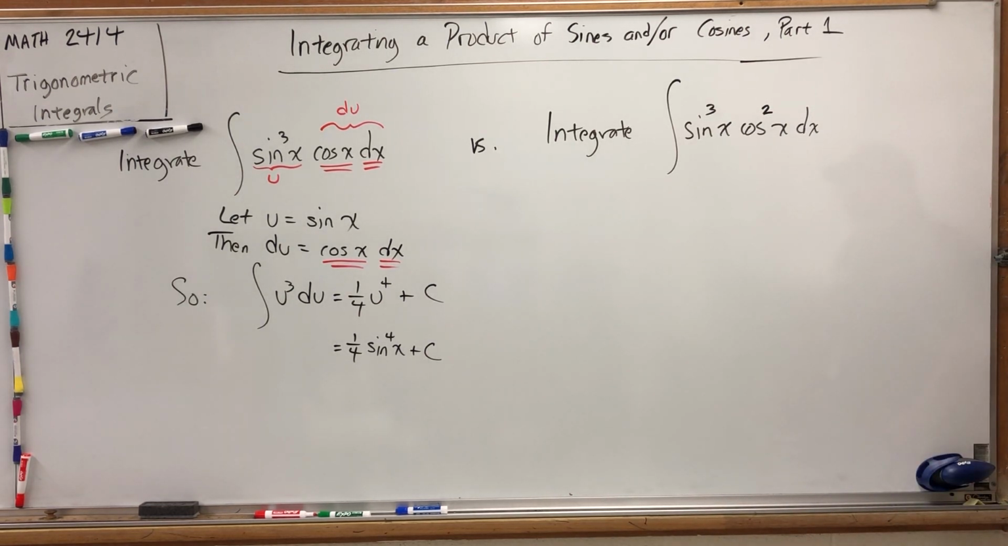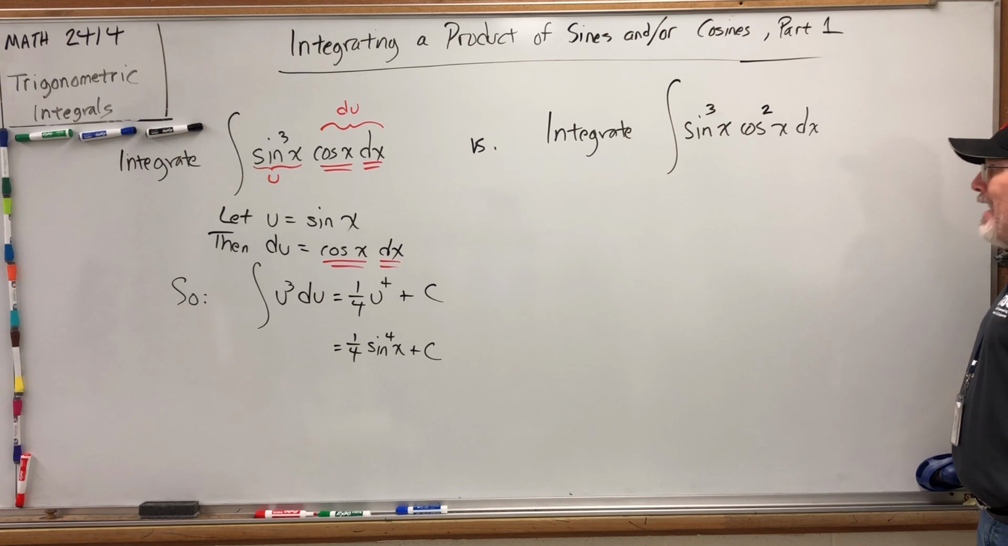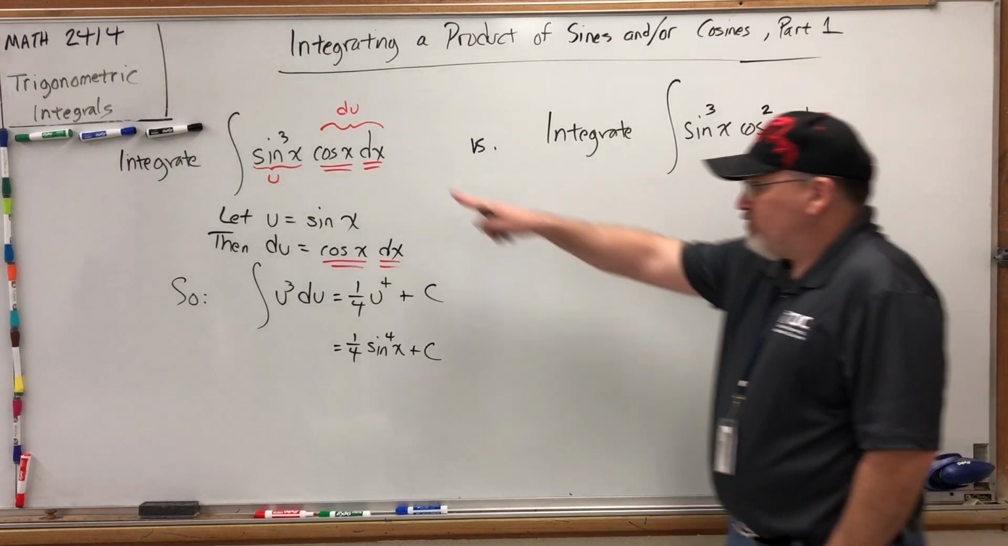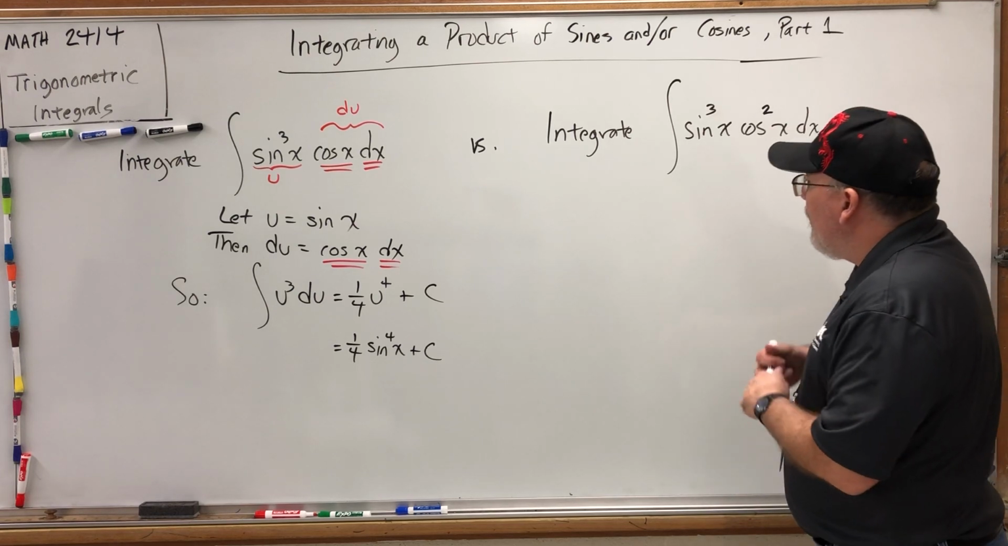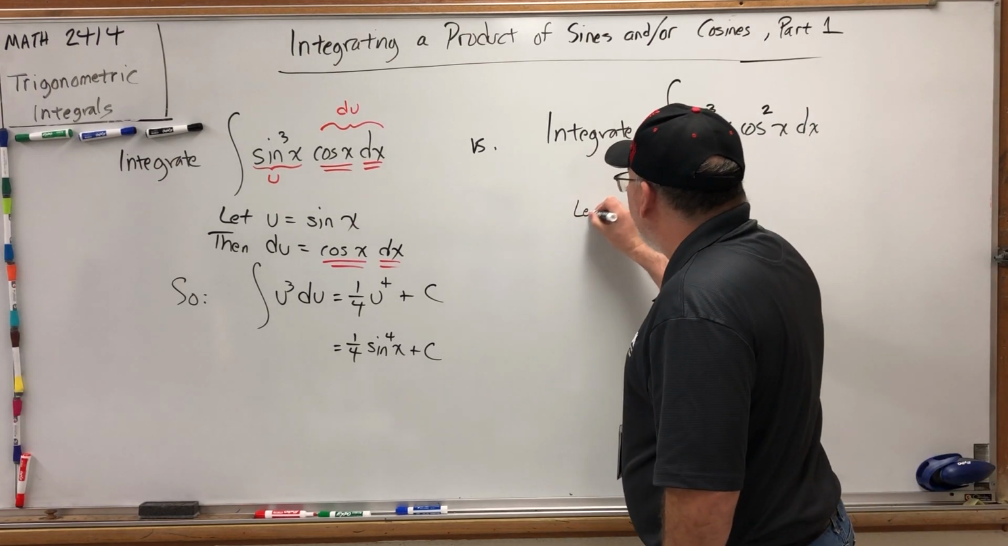Well, as you can probably imagine, it has something to do with the fact that the power on cosine is a 2 as opposed to an implied 1. Now, could we take the same approach? We could, but here's the problem that will arise.